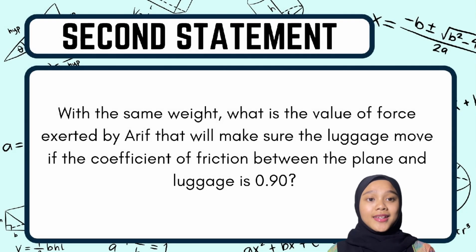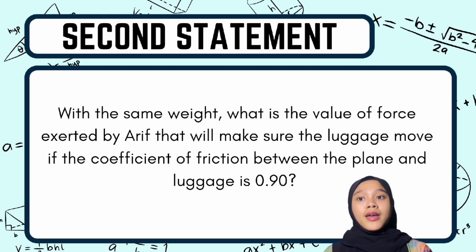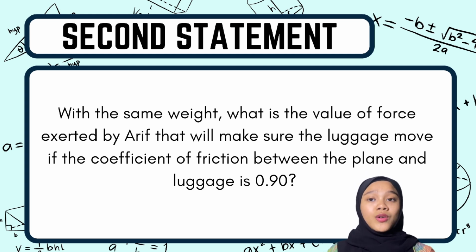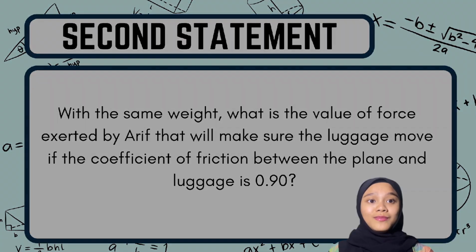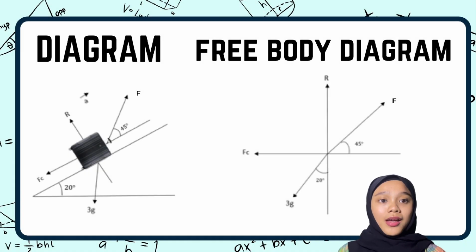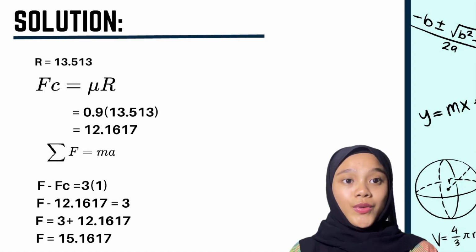Next is the second statement. With the same weight, what is the value of force exerted by Arif that will make sure the luggage moves if the coefficient of friction between the plane and luggage is 0.90? As you can see from the slide, these are the diagram and free body diagram of the luggage. So here is the solution.